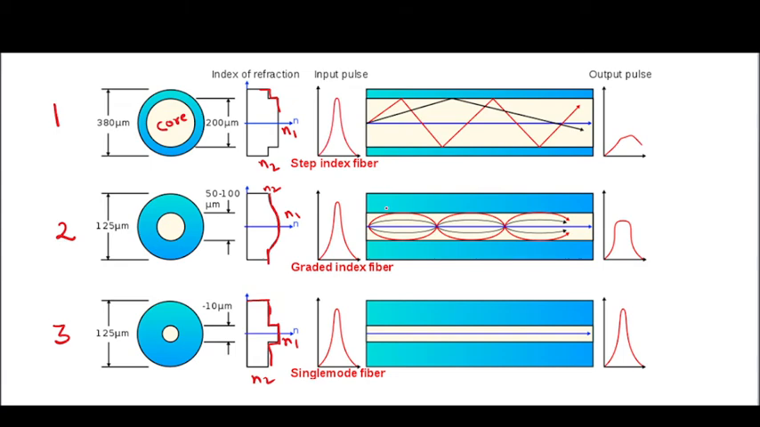Now what is the advantage of this? The advantage is that whatever light is moving away from the axis will move faster, and whatever light is moving closer to the axis will move slower, because the refractive index N is in general given by C by V. So V will be equal to C by N. So the refractive index is more, velocity is less. So the refractive index is more at the center, and therefore the velocity of light passing close to the axis will be less.